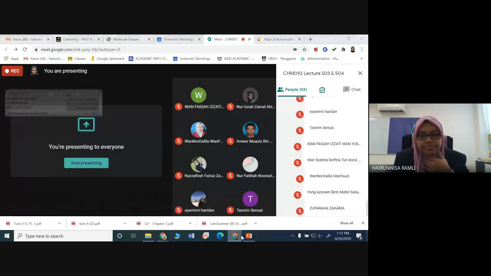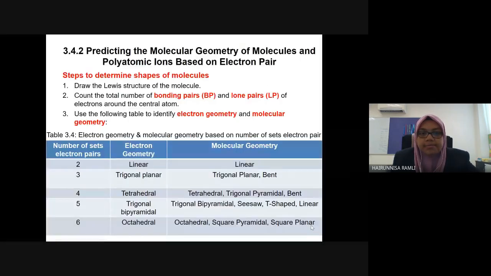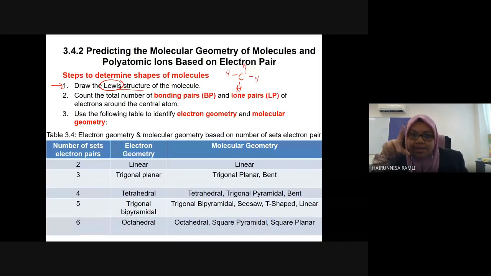Tak ada. Okay, so kan tadi saya cakap now you want to predict or to determine the shapes, right? So of course there is step dia juga lah. So of course you tak boleh lari daripada draw the Lewis structure. Okay, so from here you draw the Lewis structure. Asal you draw je macam biasa, macam tadi saya cakap CH4. Draw je macam biasa. Kita tak ada salahkan lah, walaupun awak tak ikut bentuk dia yang sebenar. Macam ni kita nampak okay macam angle dia 90 kan.